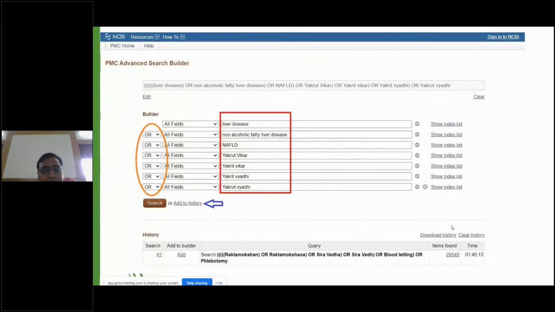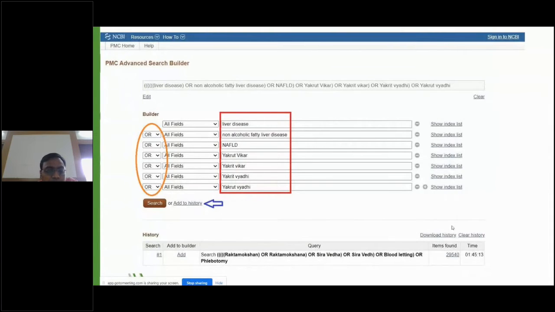Some scholars are using Yakrit Vyadhi. In place of Vikar, they are using Vyadhi. So Yakrit Vyadhi, some are using Yakrut Vyadhi. So we have to search minutely how many types of terms are being used. If you miss one term, your data may mislead you. Again, you have to put OR in between all the terms.